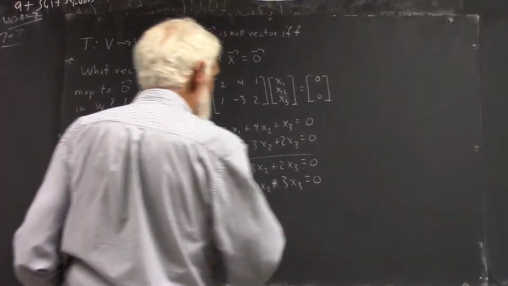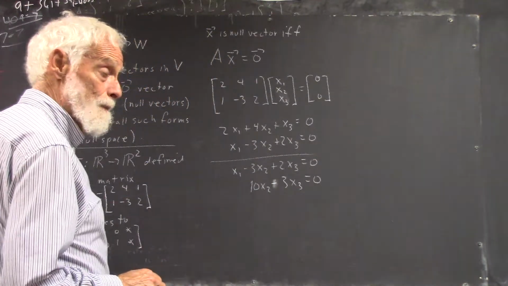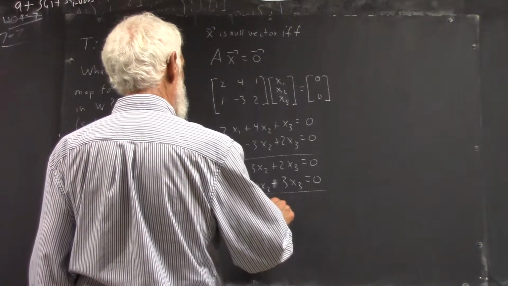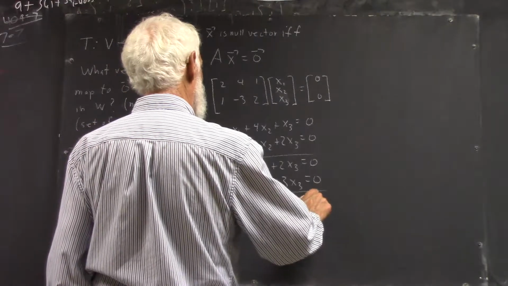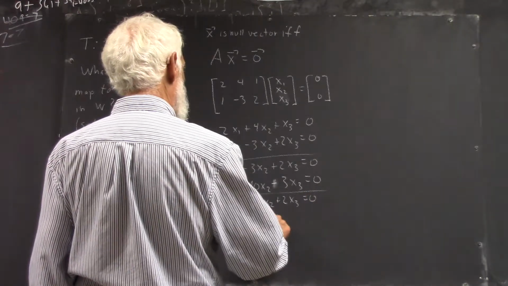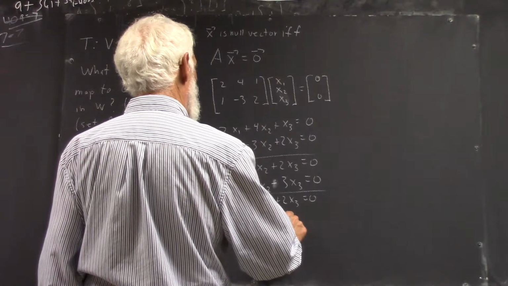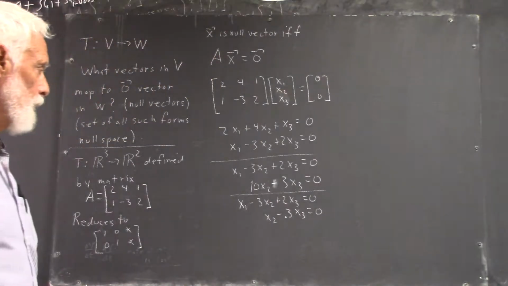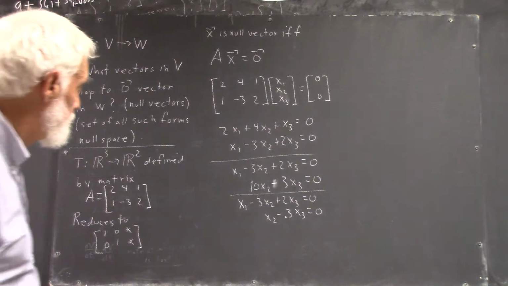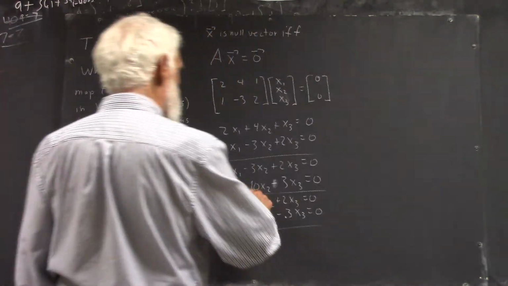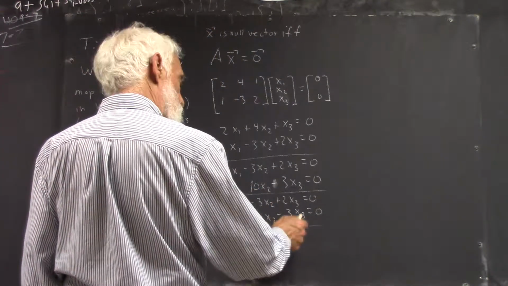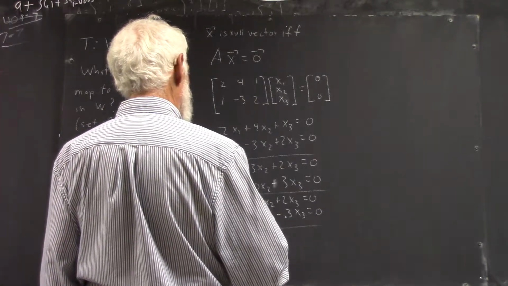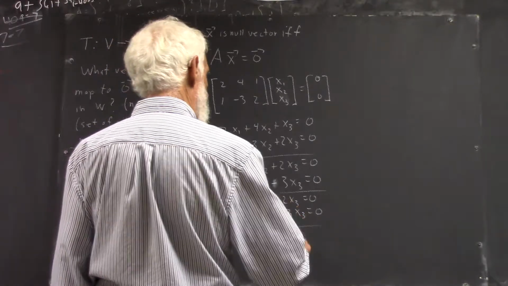Then we can divide this one by 10. We get x1 minus 3x2 plus 2x3 equals 0. And we get x2 minus 0.3x3 equals 0. Then we add 3 times this to this. Let's hope I do my arithmetic right. But we get x1. 3 times this is -0.9 added to 2.